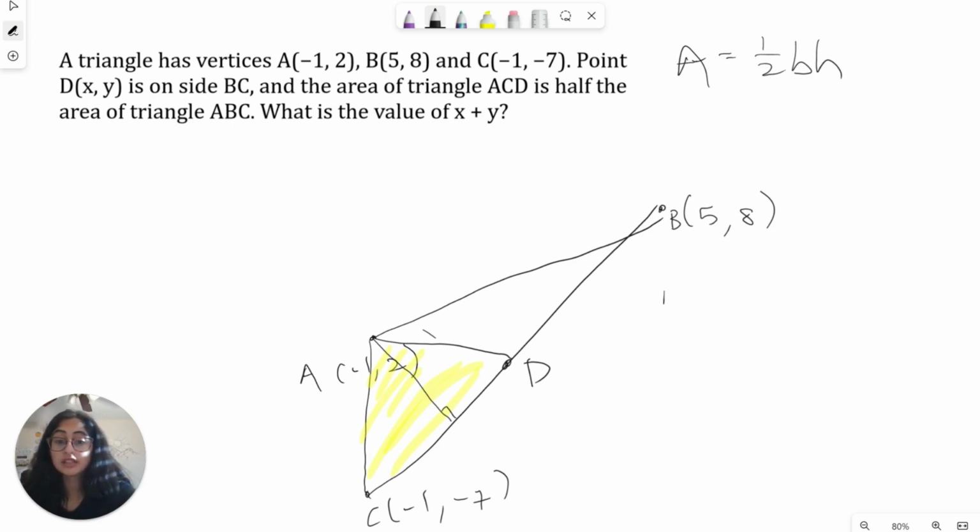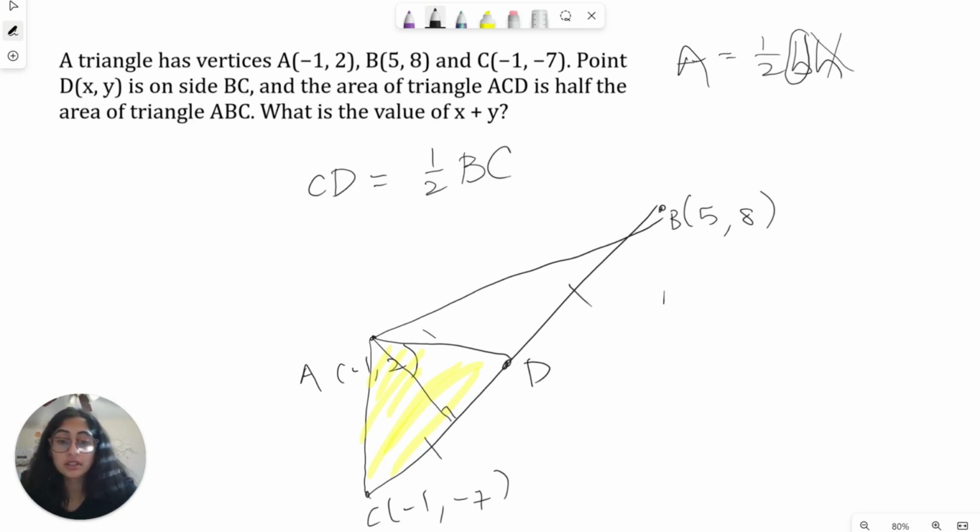So if we want triangle ACD to be half of the area of ABC, well, we can't manipulate the height, so all that's left is to manipulate the base. So we want the base to be half of the base of the bigger triangle. This is the base of our smaller triangle, this is the base of our bigger triangle. So basically CD has got to be equal to 1/2 of the entire length of BC. So this point D has got to be at the midpoint of BC. So what is the midpoint of BC?